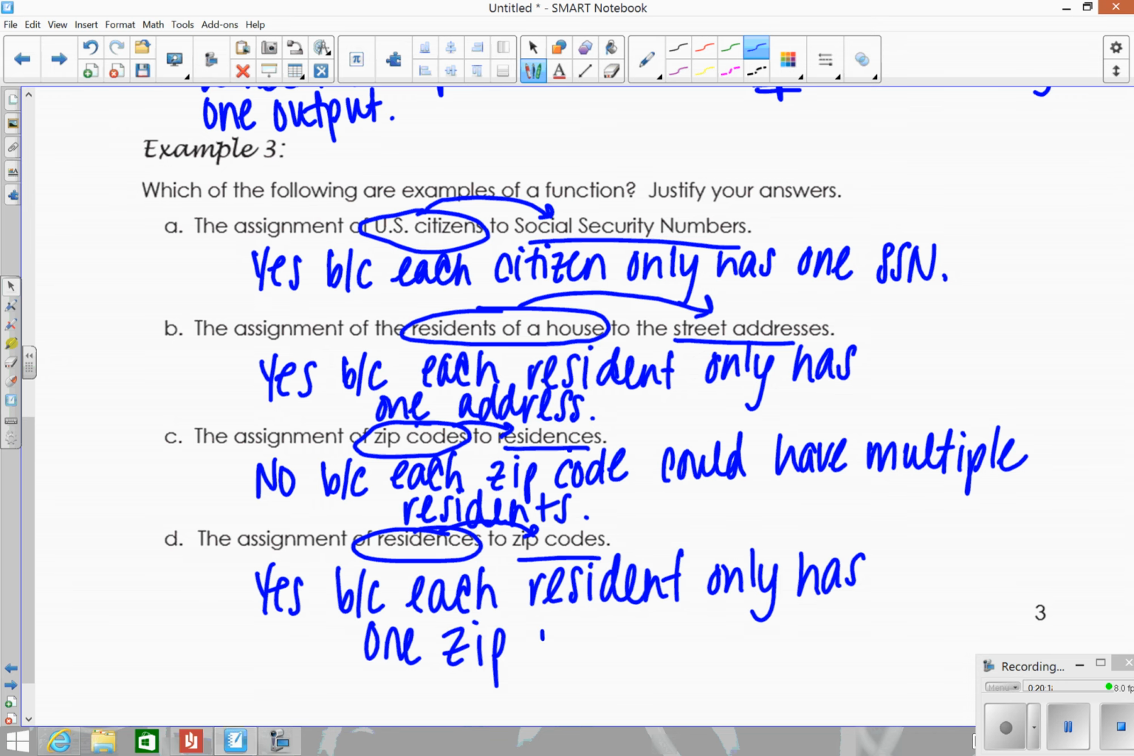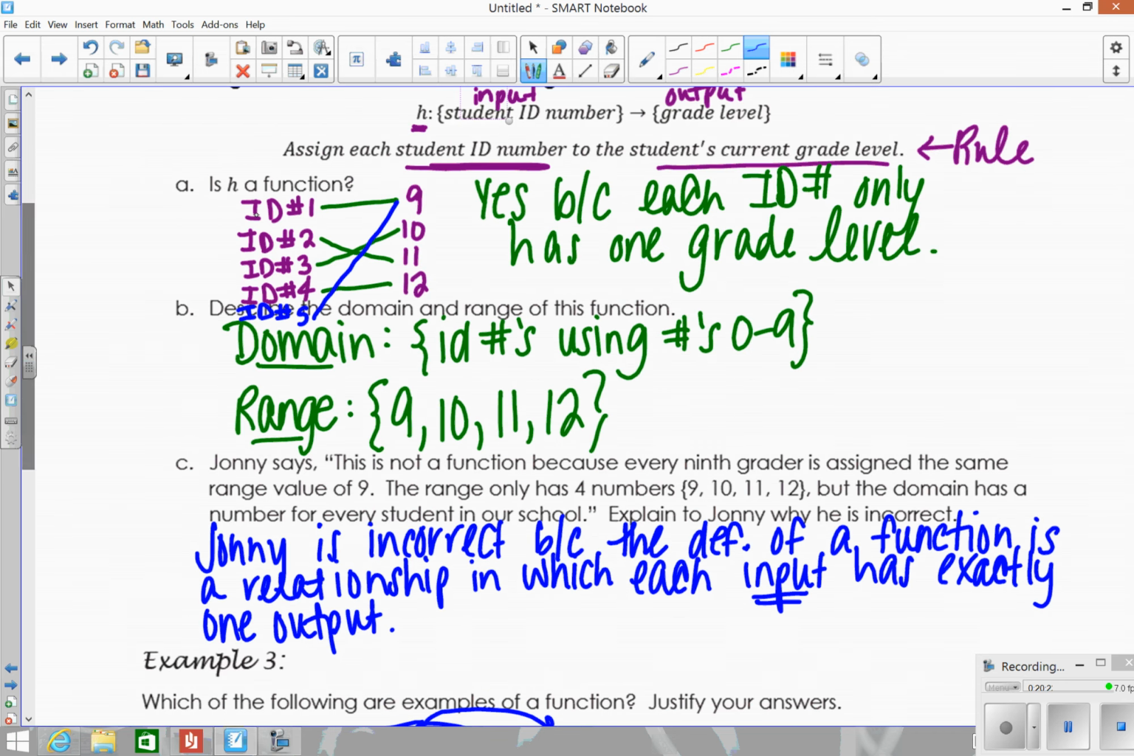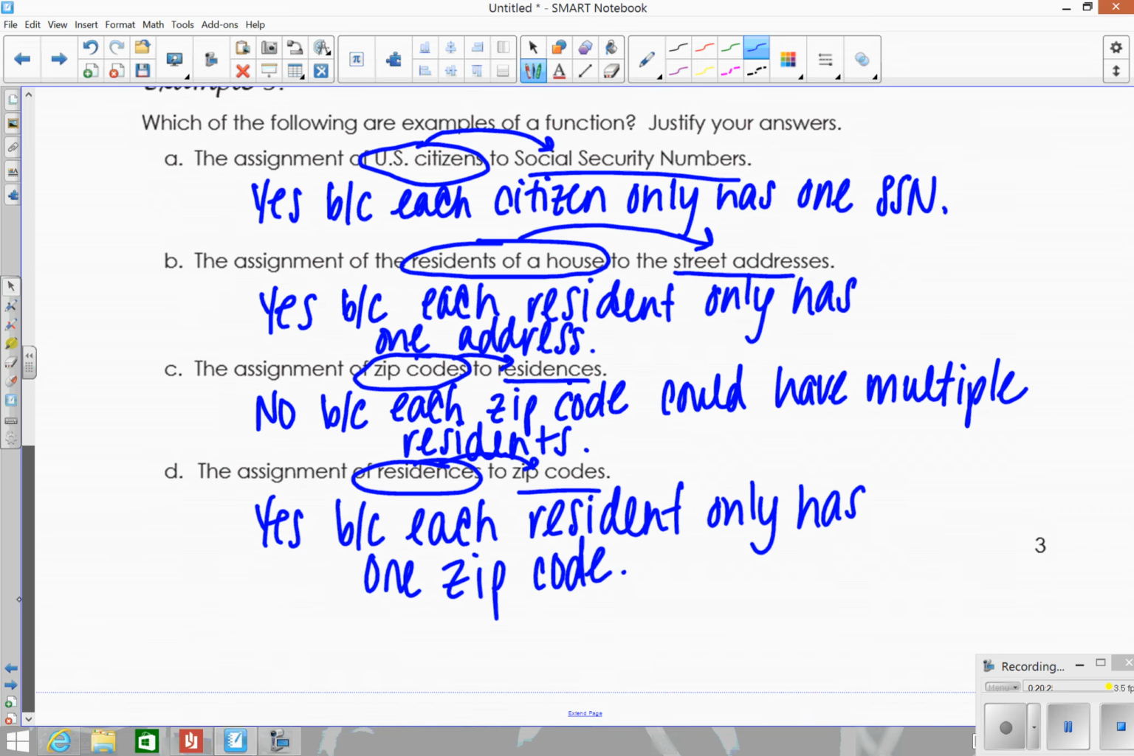And again, if these confuse you, just draw out the mappings like what I did up here. Just pick a scenario, draw out those mappings so that you can easily see those lines. Think about when you draw them, how many lines can I draw off of each person? And that kind of determines, is it a function or isn't it?